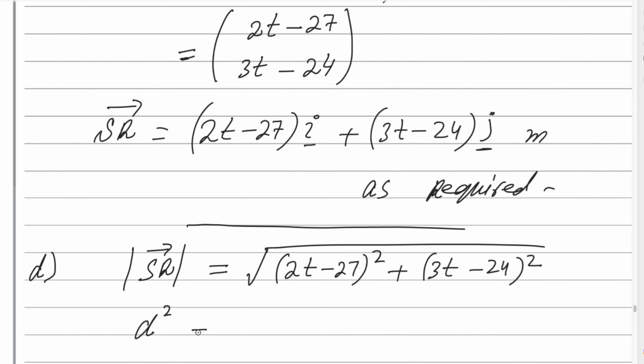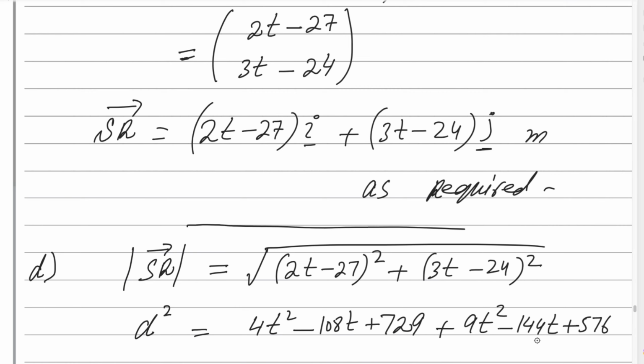You can take square of both sides to get rid of the square root. And also you can expand the brackets. So it will be 4t square for the first value, the product will be minus 108t, and square of 27 will be 729, plus square of the first value, it will be 9t square. Product of these two, 72 multiplied by 2 will be minus 144t, and square of 24 is 576. In this step, I just expanded the brackets only.